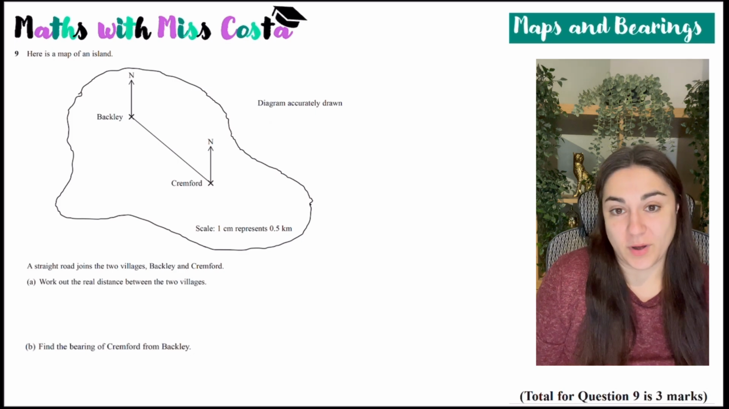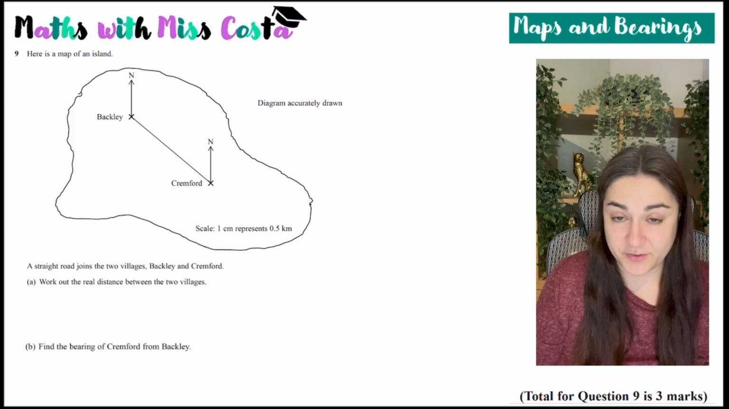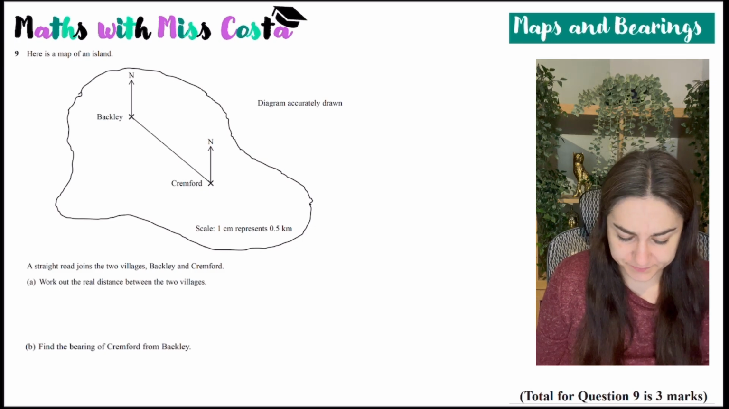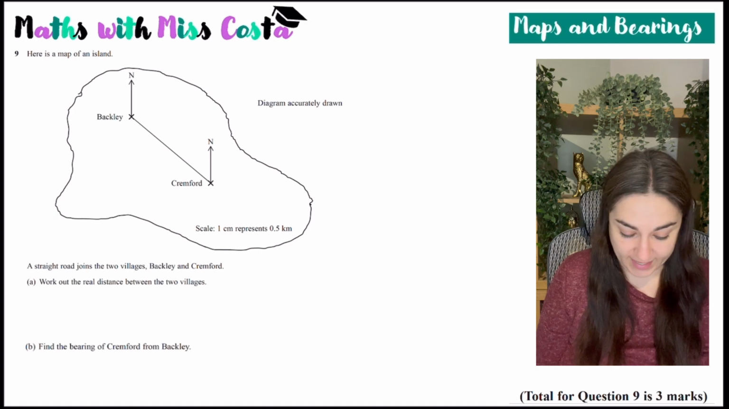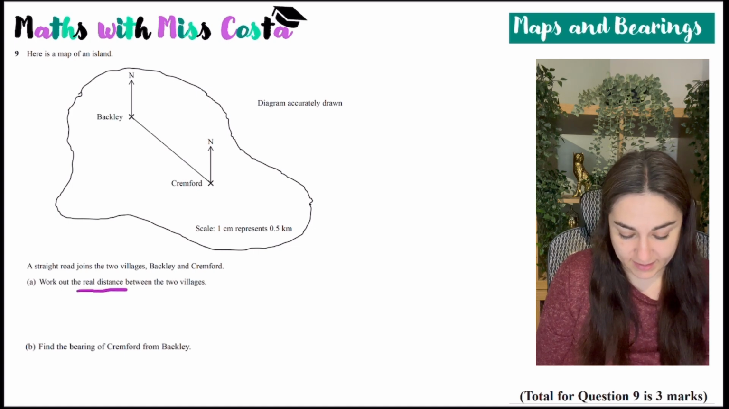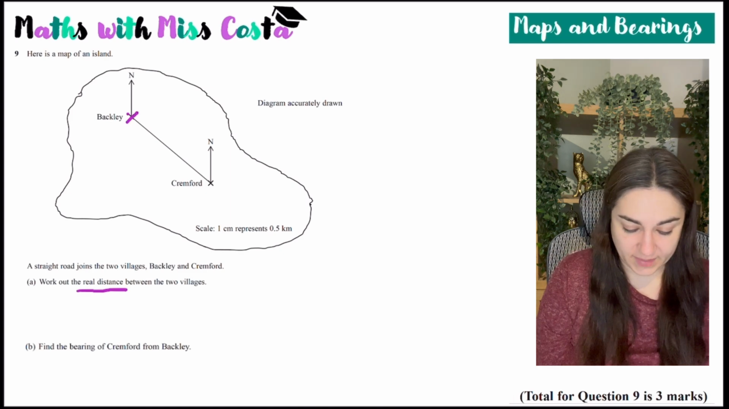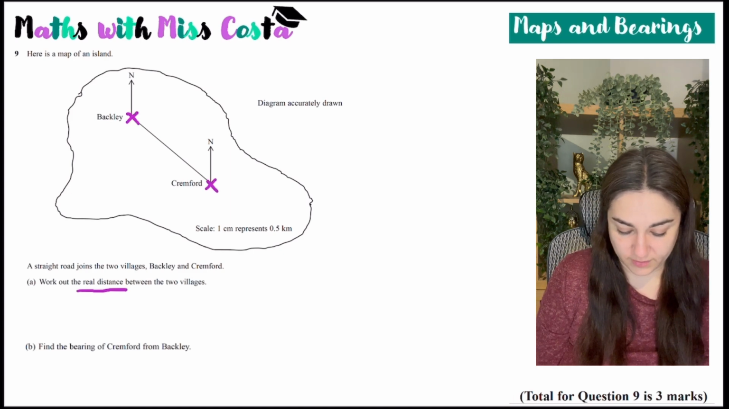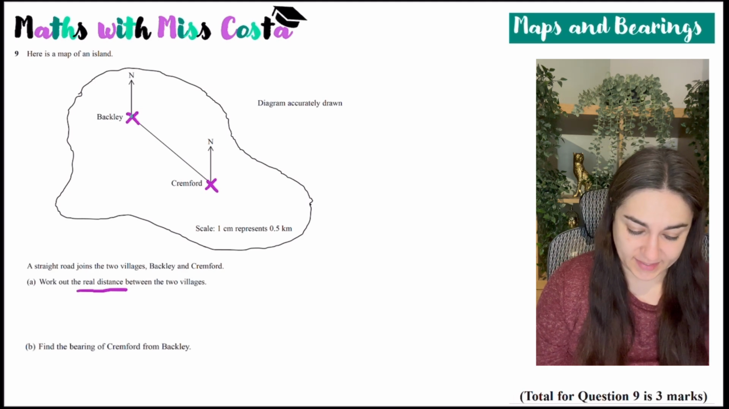Okay, now here I've got a bearings question. I'm told here is a map of an island and the diagram is drawn accurately. A straight road joins the 2 villages, Backley and Cremford, and I need to work out the real distance between the 2 villages. So here I've got Backley, here I've got Cremford. I'm going to get my ruler and measure this line.